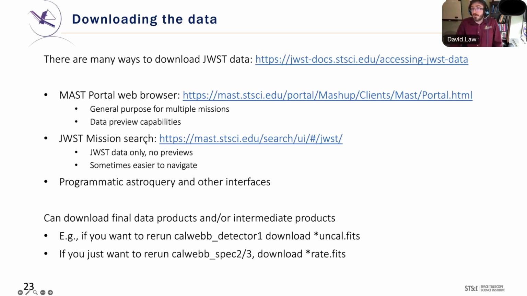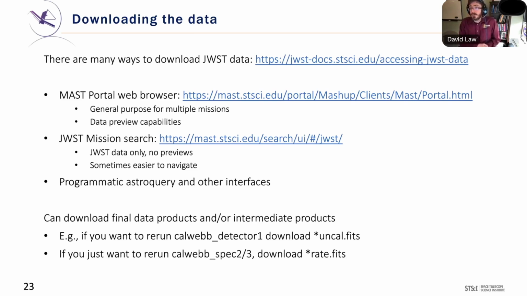There's something more recent as well, a JWST data specific mission search, which only searches Webb data, but can sometimes be rather easier to navigate to the kinds of files that you're interested in. And there's a variety of other methods as well. You can do programmatic methods via Astroquery and Python, so you don't need to click through everything. But a key thing to keep in mind is you can download only the products you're interested in. You can download only the final data products if you say, I think the default calibration is fine for my science, I'm just going to download the mosaics and the data cubes and go from there.